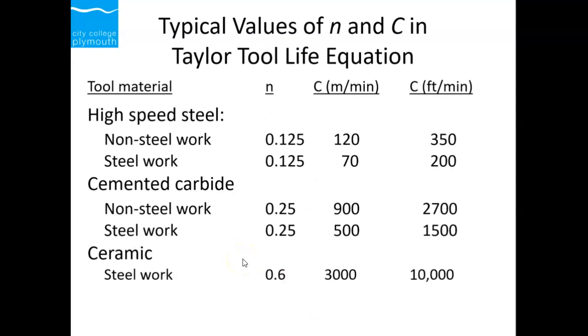Now then there are certain values for C and N. C is in meters per minute, and it's also in feet per minute, depending on how you use it. For a high speed steel, the value of N is 0.125, and the value of C is 120 meters per minute. For cemented carbide, the value of N is 0.25, and the value of C is 900. For ceramic tools, the value of N is 0.6 and C is 3000.